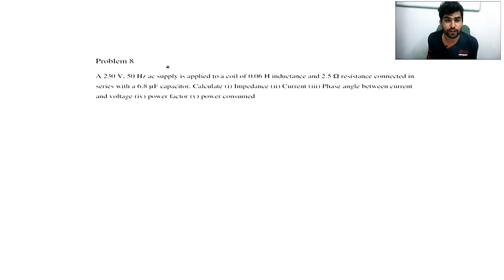Next problem, a 230 volts 50 hertz AC supply. So supply is given 230 volts 50 hertz, right? Applied to a coil of 0.06 Henry inductance and 2.5 ohm resistance connected in series with 6.8 microfarad capacitor. Read the question properly. It's a series RLC circuit, right?